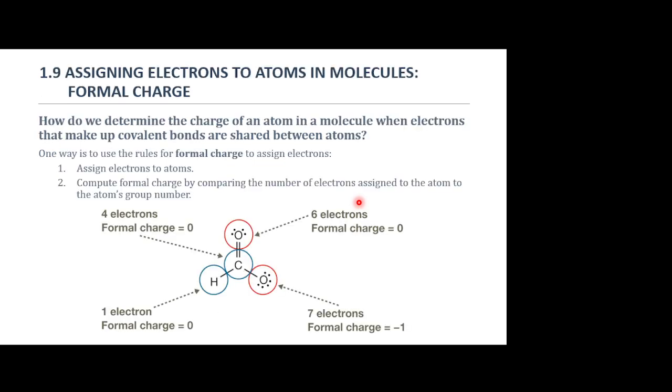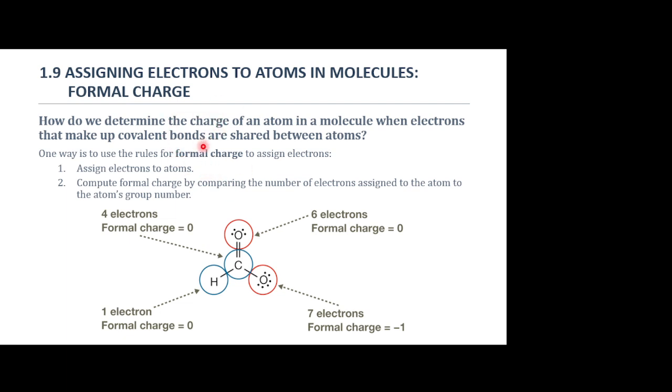So how do we assign formal charges to these? So how do we assign those electrons to each of these atoms? We determine the charge of an atom in a molecule when the electrons make up covalent bonds, or are shared between atoms. One of these ways is the formal charge. This is the one you probably remember from Gen Chem, I would imagine. There's actually a couple other rules that we'll discuss throughout this semester and next year as well. But this is probably the most common.